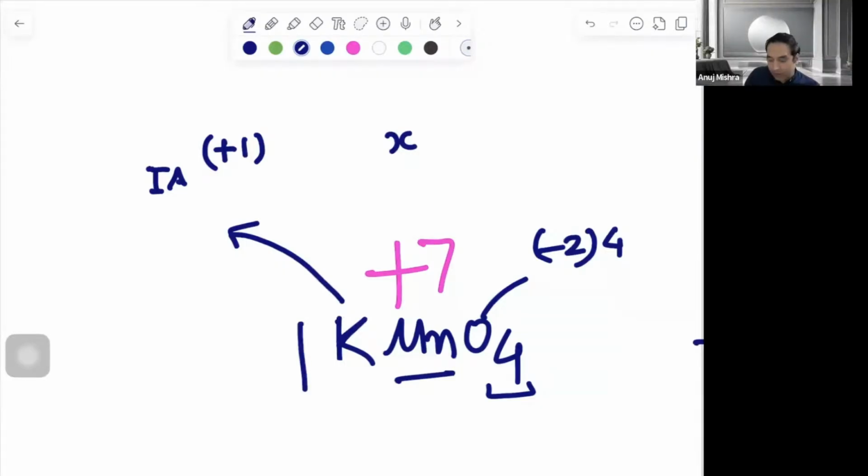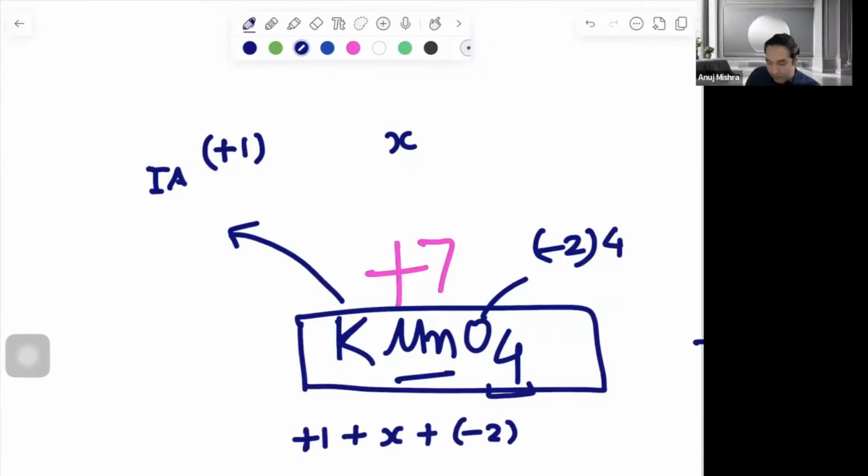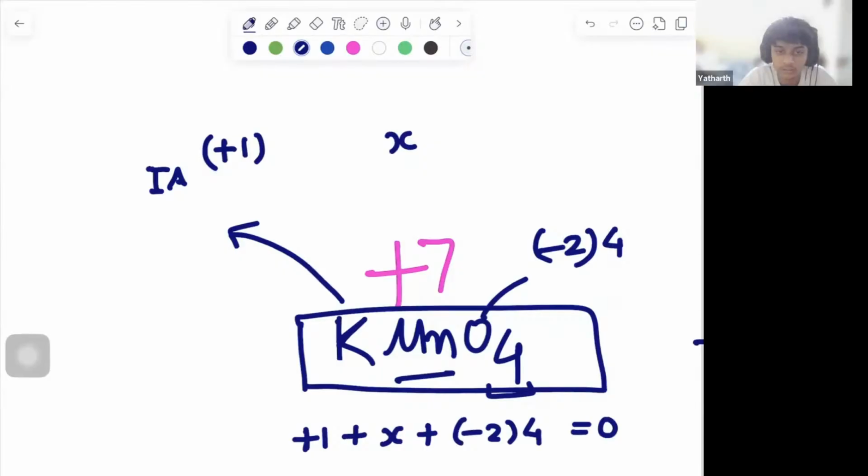Net charge is 0 on the compound, no? So then, what's that? +1. Oh, okay. I thought you put X -2 over there. -2 times 4 is 0. If you solve this for X, how much X will come? So +7. This is the way we decide the oxidation number or oxidation state of any element.